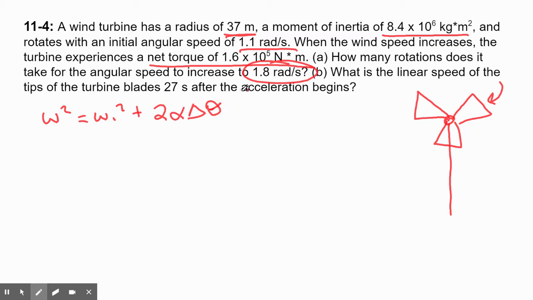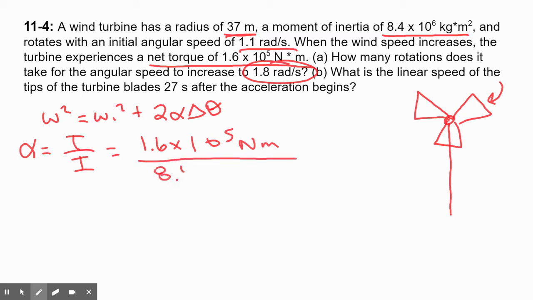Well, do we have enough information to find acceleration? Yes, we do. So recall that the angular acceleration is the torque divided by the inertia, and we have both of those. So 1.6 times 10 to the fifth Newton meters divided by 8.4 times 10 to the sixth kilogram meter squared. And that is 0.019 radians per second squared.